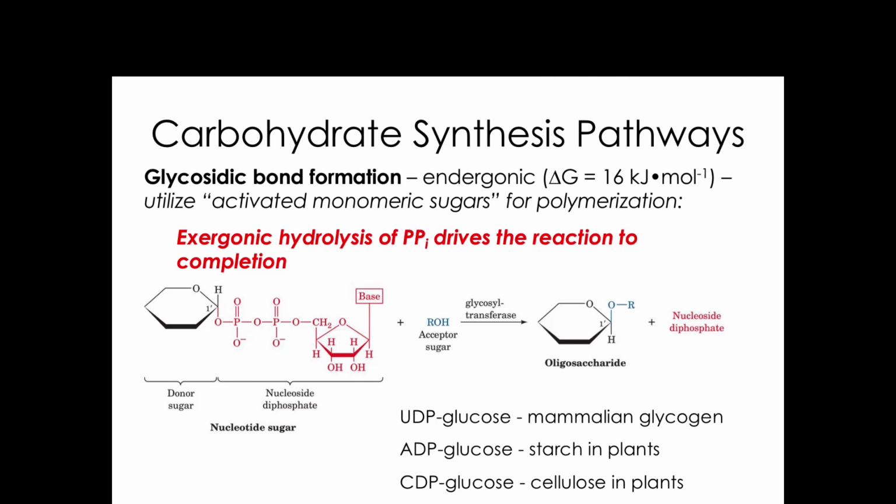But one of the things that's interesting to highlight is that the identity of that nucleotide diphosphate can give some information as to what that glucose monomer is supposed to be doing. In mammalian glycogen, we talked about UDP-glucose being the monomer. If you're a plant, you actually have either ADP or CDP present. And the identity of that nucleotide really dictates whether you're making alpha-1,4 glycosidic linkages and making starch, or beta-1,4 glycosidic linkages and making cellulose.